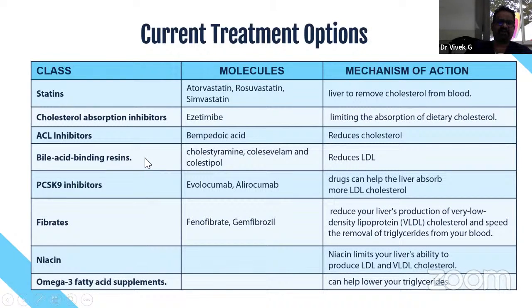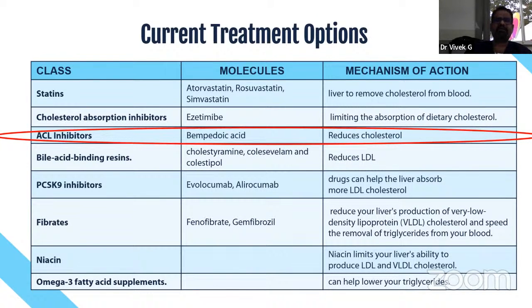Then the other old ones which we hardly use are the bile acid binding resins. Niacin, we need to use a very high dose of niacin to decrease the LDL and the triglyceride levels. And the fish oil, the omega-3 fatty acid supplements, again, to decrease the triglycerides. So the PCSK9 inhibitors are a group of drugs which are not very commonly used because of the cost and the rarity of patients. And again, these also help in decreasing the LDL cholesterol by helping the liver absorb more of the cholesterol from blood. So what we're going to talk about is the ACL inhibitors, the bempedoic acid.